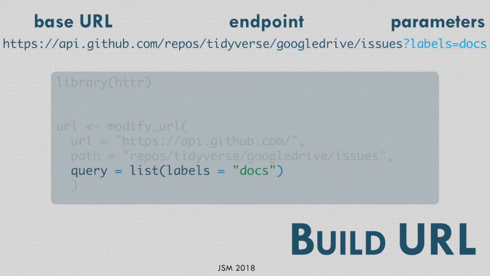The last part of the URL is the parameters. These are optional and basically let you tell the API specifically if you want to retrieve just a piece of the resource back. In this case, I'm just interested in issues that have the label docs. So I went to the developer documentation and found that in order to do that, I need to use the labels parameter and tell it which label I'd like to access. And so in the modify_url function in R, we're going to stick these parameters in a list under the query parameter.